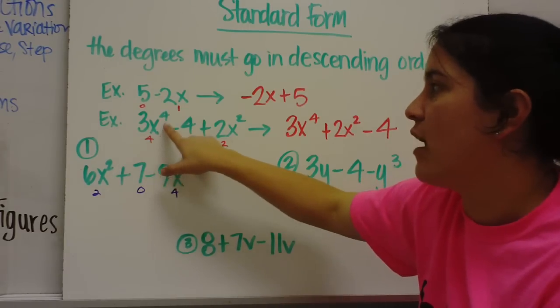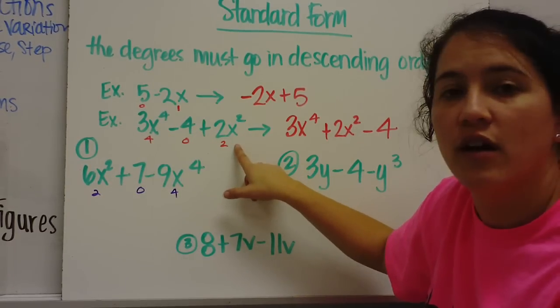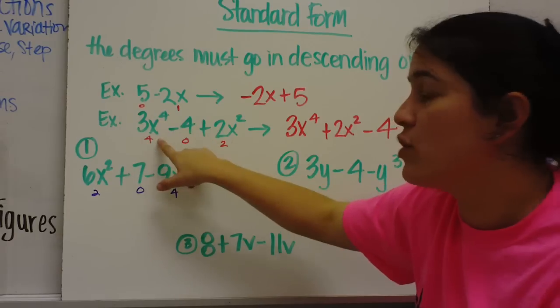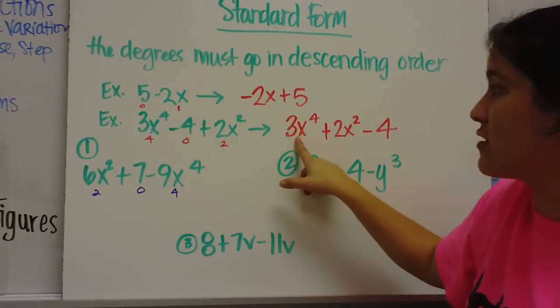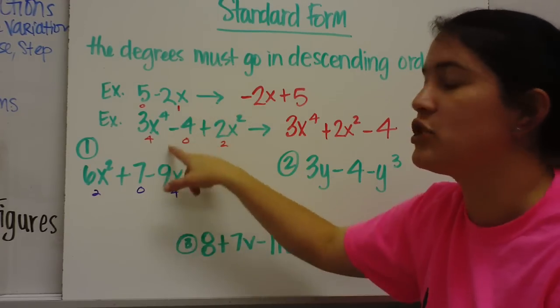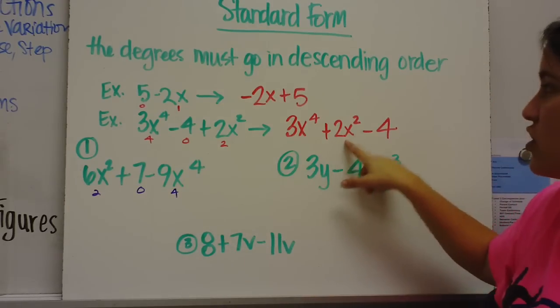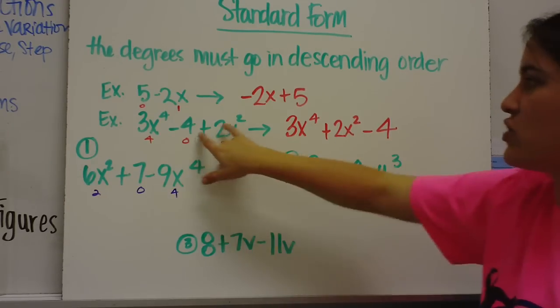In this example, we have a degree of 4, a degree of 0, and a degree of 2. The degree of 4 is highest, so that's going to stay first, 3x to the 4th. But we need to switch these two, because we need to put the 2 in the middle and then the 0 at the end. So plus 2x squared minus 4. So we just switched these two.